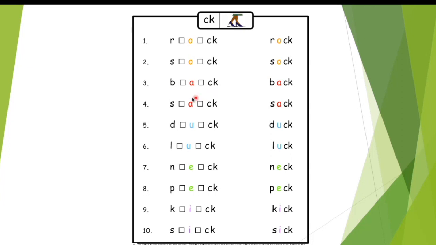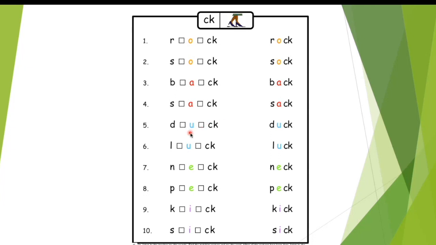B-A-K. Back, back. So what's the word again? Back. All right. Next one. Sack, sack. So what word do we have here? We have here sack.